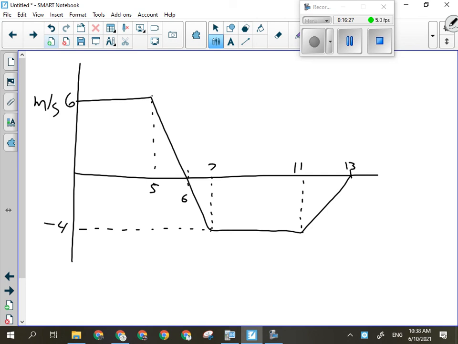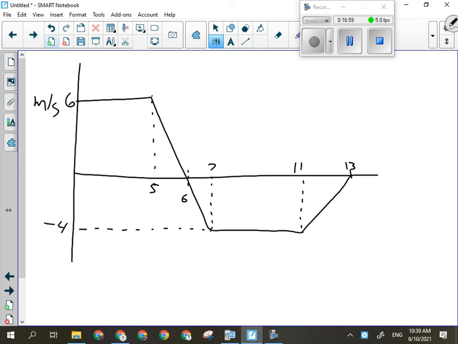A velocity versus time graph, but it's irregular. And I might ask you to calculate for me, what is the acceleration between 0 and 5 seconds? 0, that would be worth 1 mark. Why is it 0? The velocity is not changing. Acceleration is a change in velocity. All that's asking you is, do you remember the definition of acceleration? There's no velocity change, there's no acceleration.